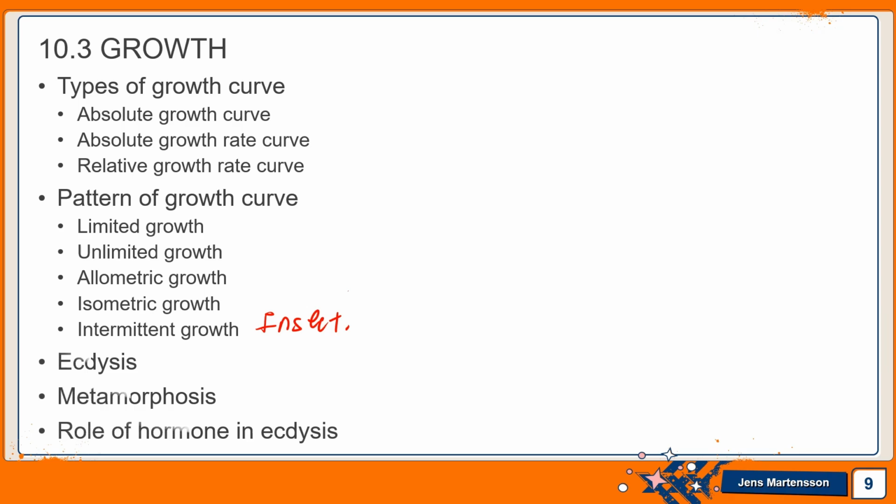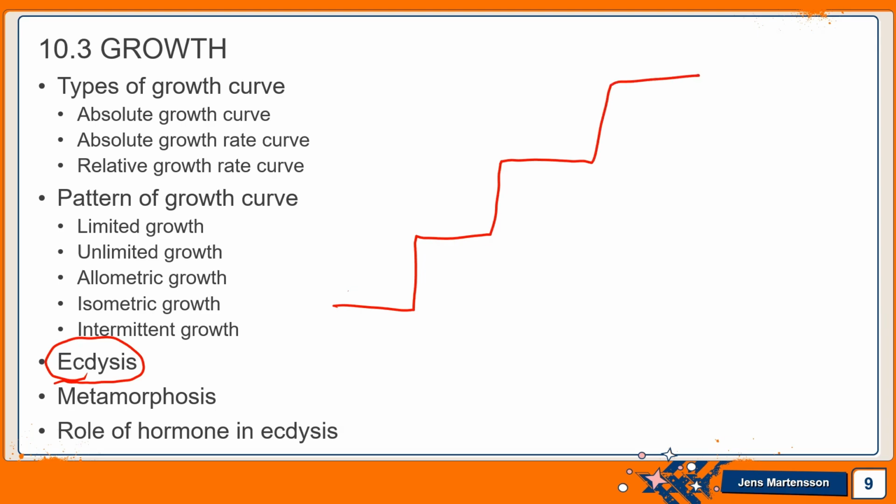Okay. So for intermittent growth, actually you have learned one term, right? Disease. Intermittent growth, if you see the graph, it looks like a staircase, right? Then the disease will occur at this point. The disease will occur at this point.